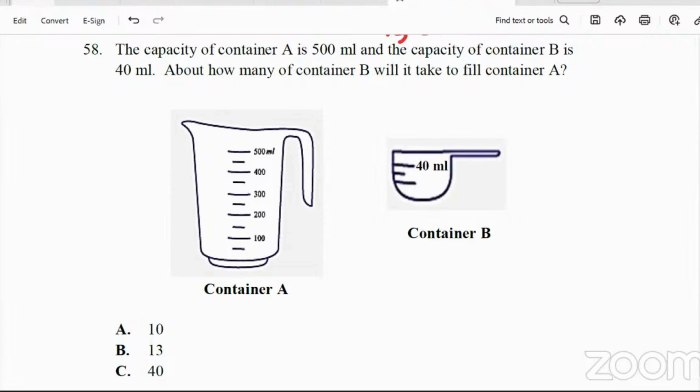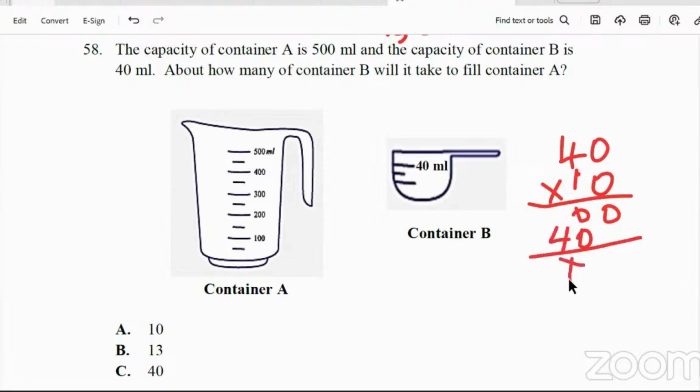All right, so let's try 40 times 10, okay? 1 times 0, 1 times 4. All right, that would be 400. 400 milliliters if we use 10. How about 13?